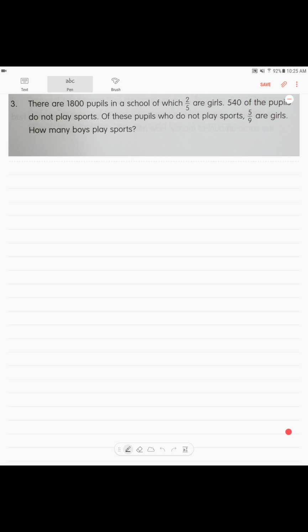All right, problem number 3. There are 1,800 pupils in a school, of which 2/5 are girls. 540 of the pupils do not play sports. Of these pupils who do not play sports, 5/9 are girls. How many boys play sports?